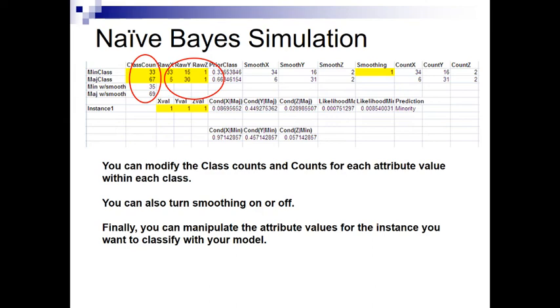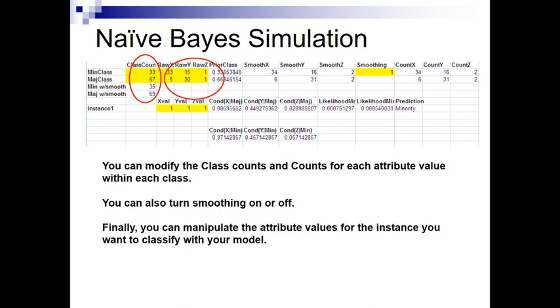But what I wanted you to be able to do is play around with the proportion of minority class to majority class, and how many for each class have each of our features, so you can have some of the features be really predictive and others not very predictive. You can turn smoothing on and off. You can try different instances and then see what the prediction would be, just to give you more of a hands-on feel of Naïve Bayes.